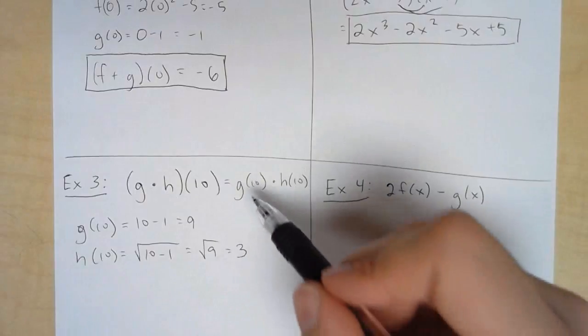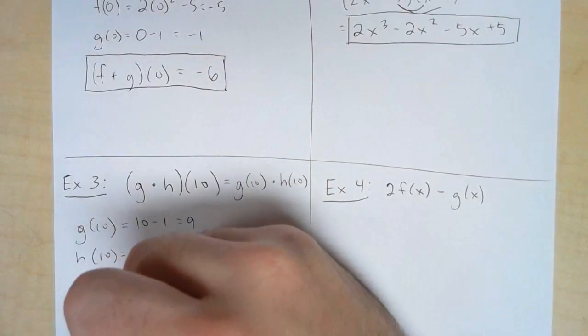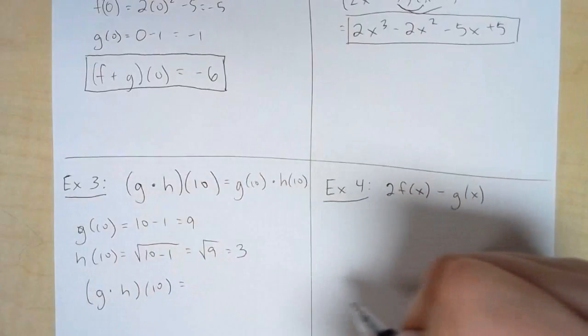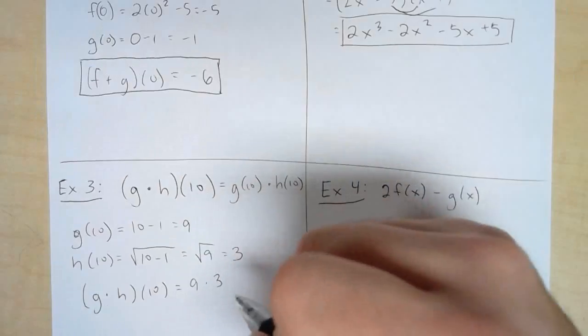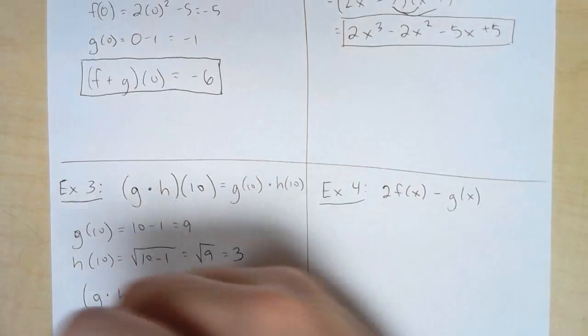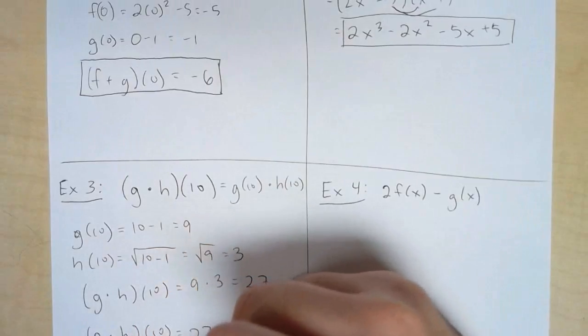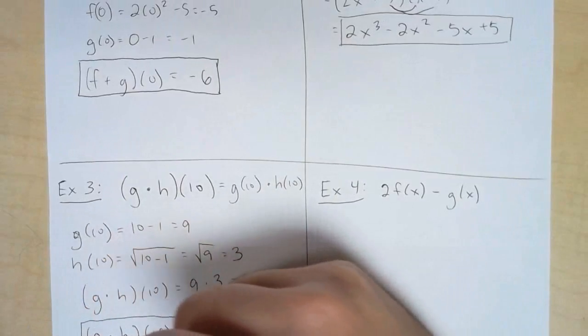So we're going to multiply these. So g times h of 10 is 9 times 3, which is 27. So g times h of 10 is 27. Okay, last example problem.